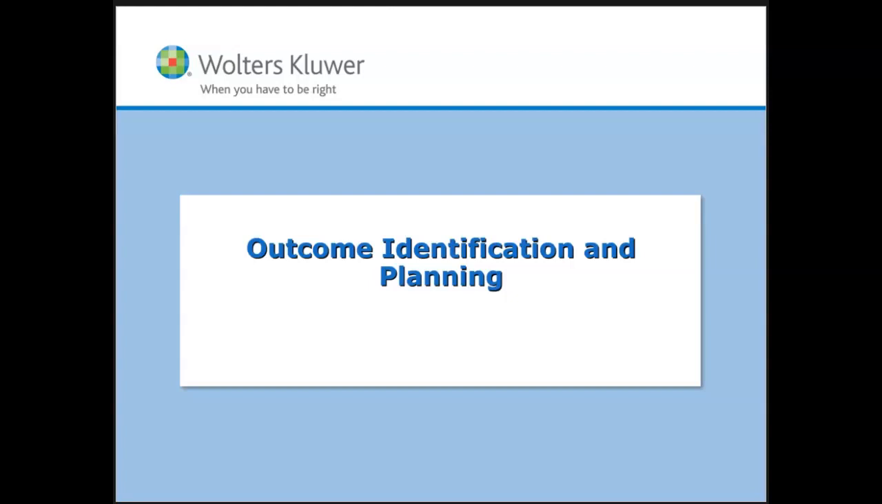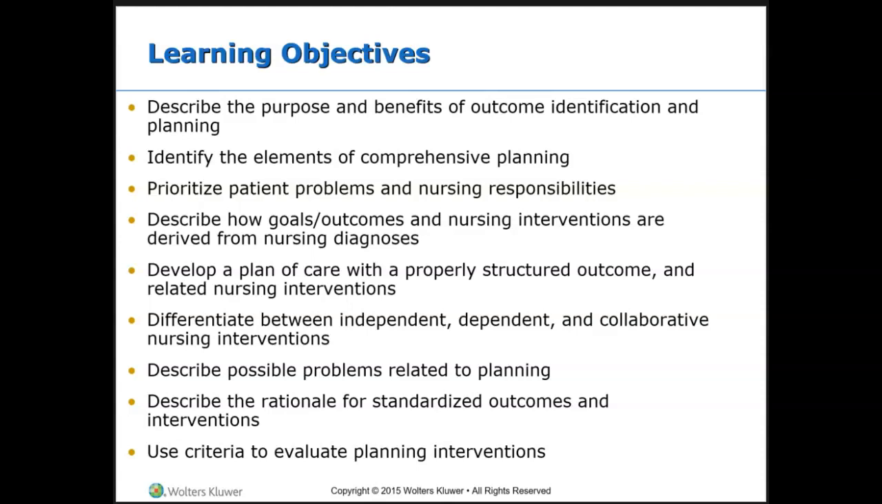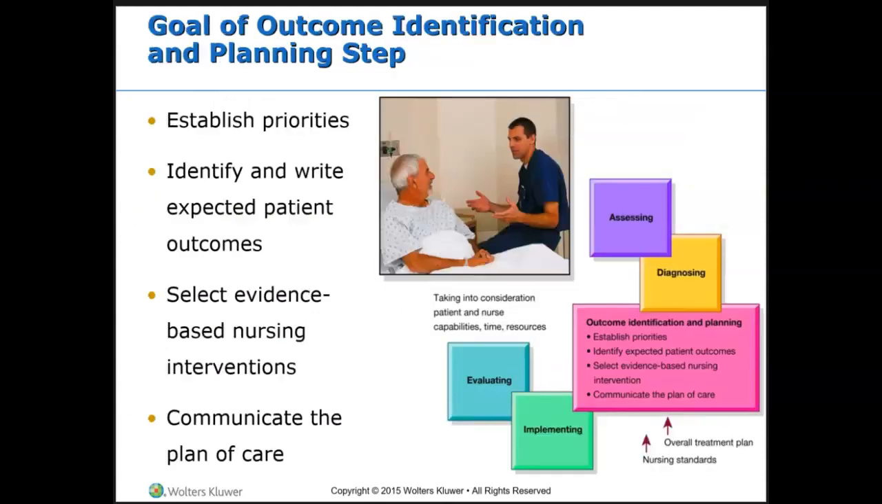Okay, lovely students. This is the chapter on outcome identification and planning. Here are the learning objectives for this chapter. Please take a moment to review each one of these, review the key terms at the beginning of the chapter, and do NCLEX questions and rationales at the end.